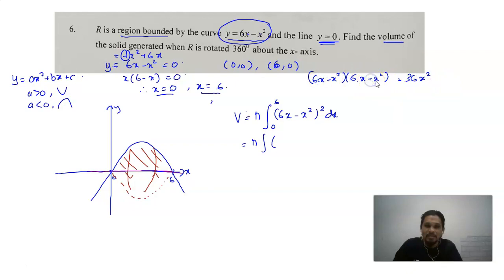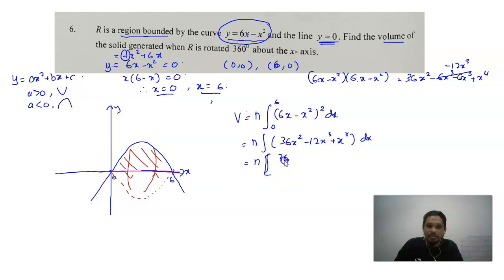6x times negative x squared, minus 6x cubed. Another one here, so minus 6x cubed, we come up with negative 12x cubed. Negative x squared times negative x squared, plus x to the power of 4. So it is now 36x squared minus 12x cubed plus x to the power of 4 dx. Okay, so we are ready to integrate all of this one by one.